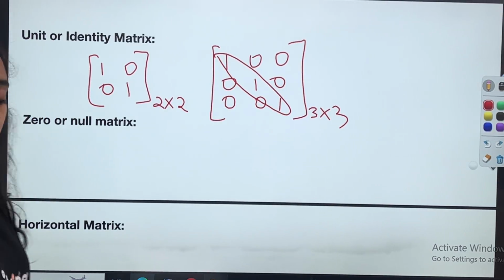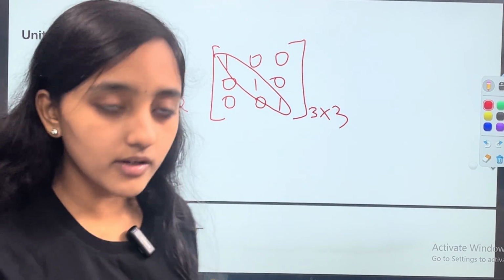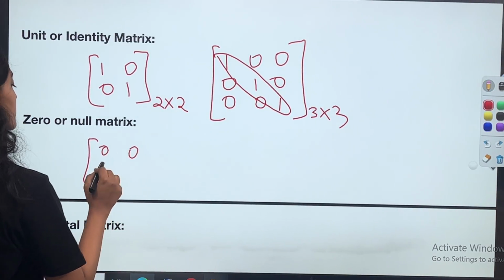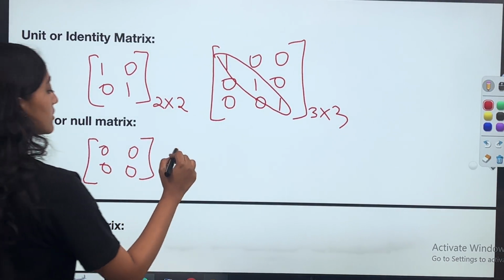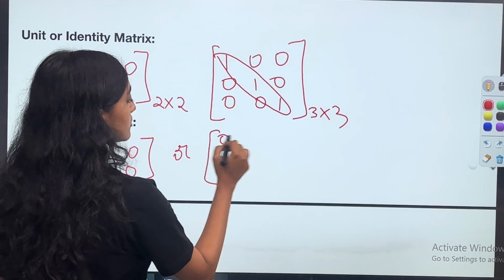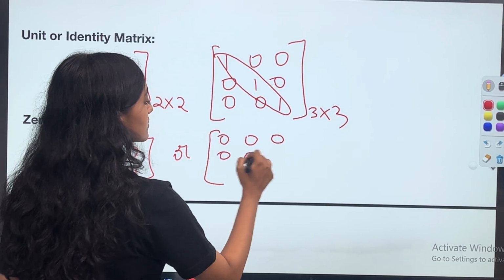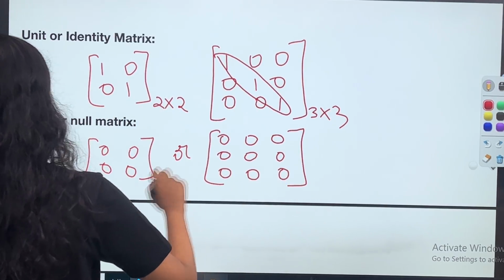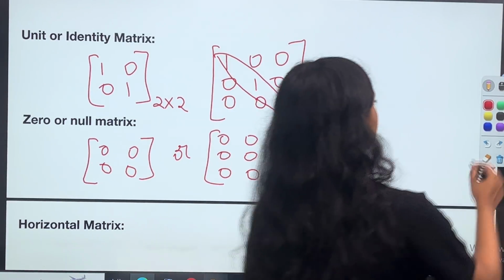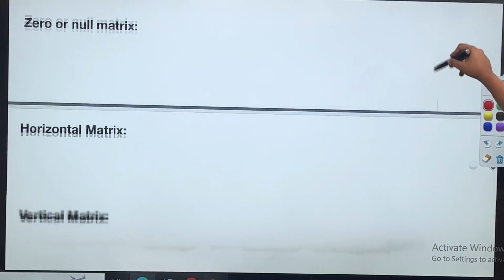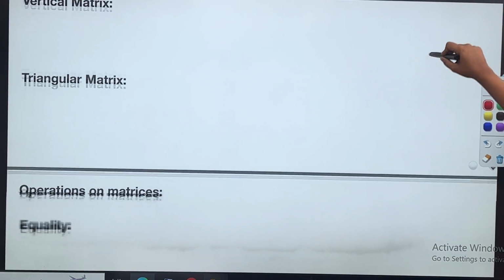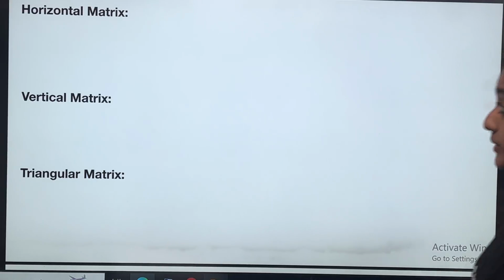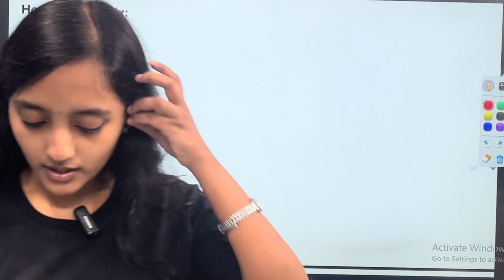Okay. Next, what is a 0 or a null matrix? From the name, it is very clear: 0, 0, 0, 0, or if you want, a 3 into 3 matrix of all 0s. This is a 0 or a null matrix. Okay, let's go ahead. We have just 3 more things which you need to remember. Note it down, please. I hope you're noting all of this down as I'm telling you.